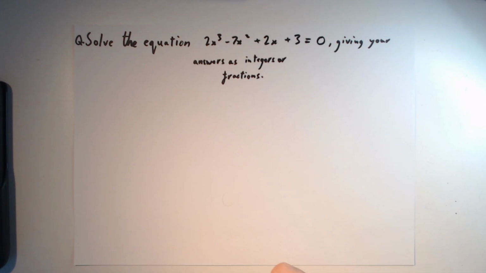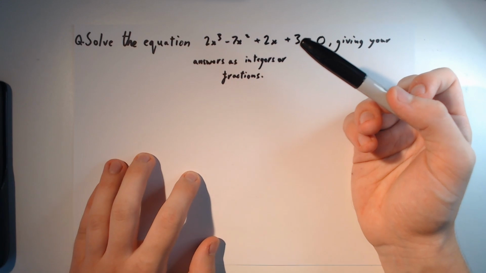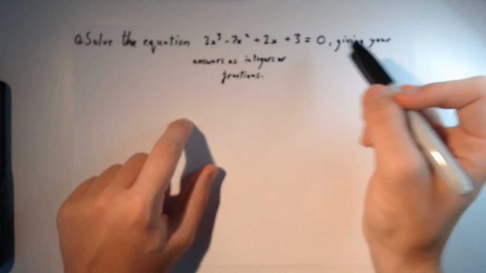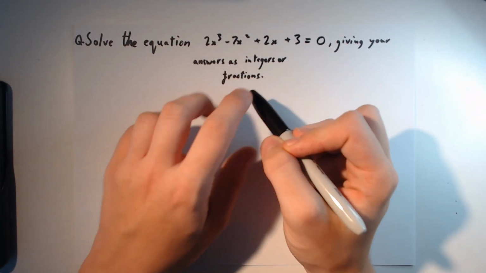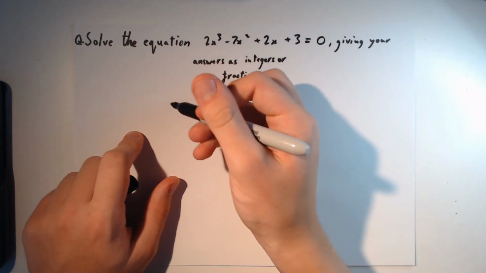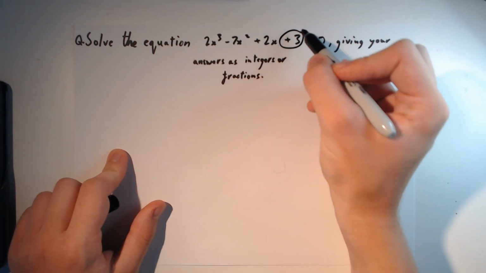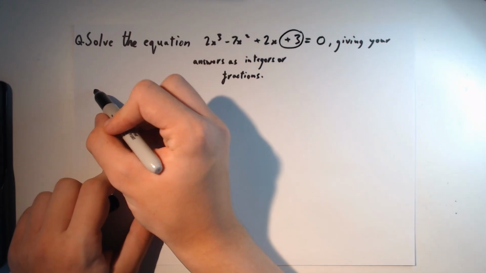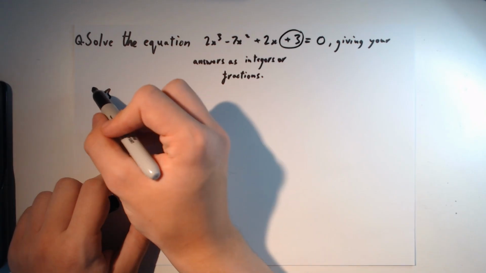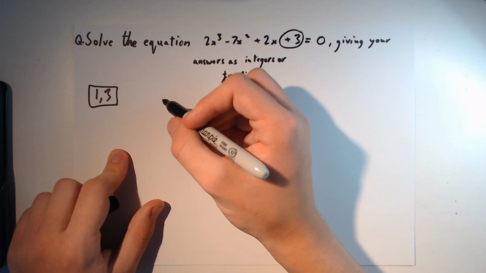So here's our first practice question. Solve the equation 2x cubed minus 7x squared plus 2x plus 3 equals 0, giving your answers as integers or fractions. Now, the first thing we are going to want to do is to use the factor theorem. So let's start by writing out the factors of the term 3. And it's literally just 1 or 3. We only have those to check. So I'm going to box them, so we don't forget it. And we'll start by checking 1, as that's closest to 0.